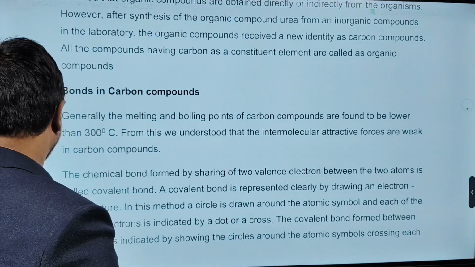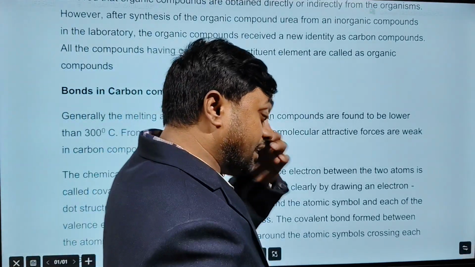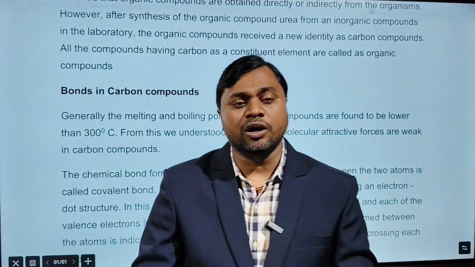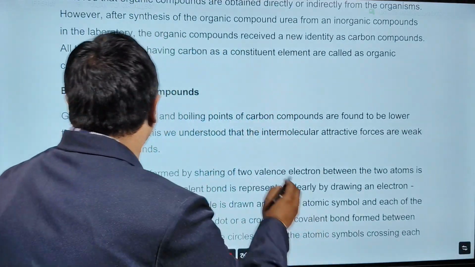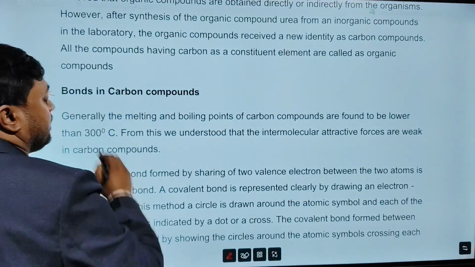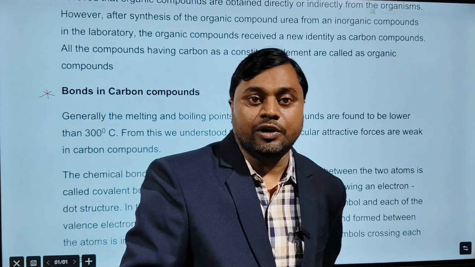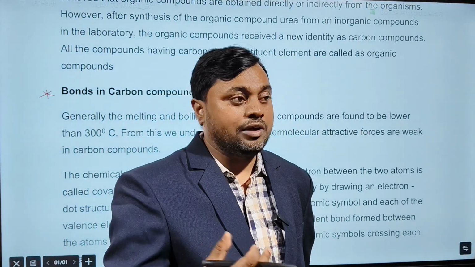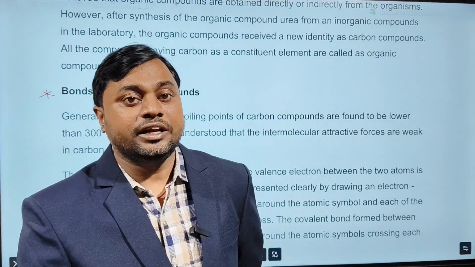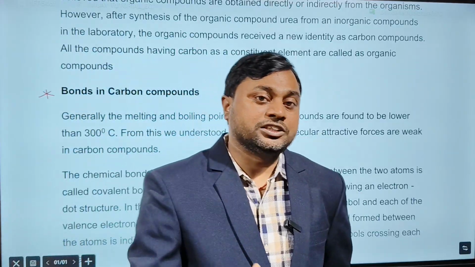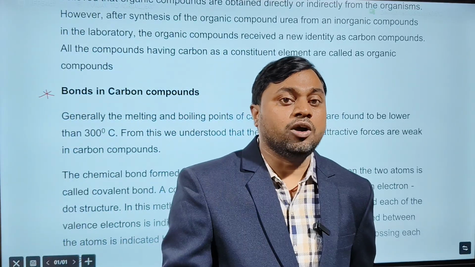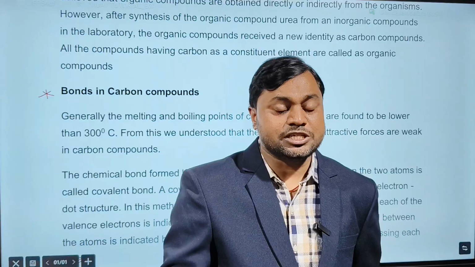What type of bonding is there in carbon compounds? It is generally covalent bond. What is covalent bond? Covalent bond is a type of bond which is formed by the mutual sharing of electron. I have explained this covalent bond in a separate video. Please watch that video to understand covalent bond in detail. Here I will just brief you.